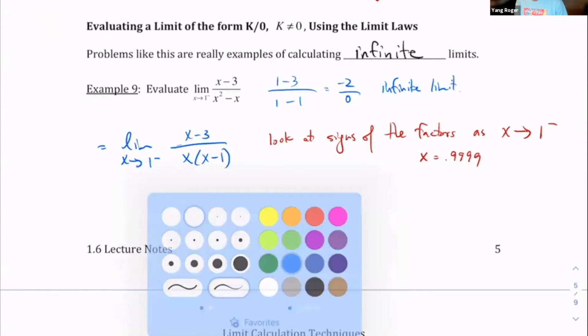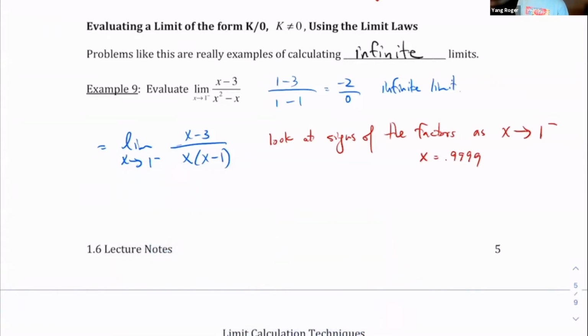So when I look at this, what's the sign of the numerator? Well, I think the sign of the numerator should be negative, because really it's going to negative 2, which is a negative number. Let's look at the sign of the two factors in the bottom. The sign of the x factor is going to be positive, because I'm approaching 1, which is a positive number. So it's positive. If I took 0.999 minus 1, is that going to be a positive or a negative number? Negative.